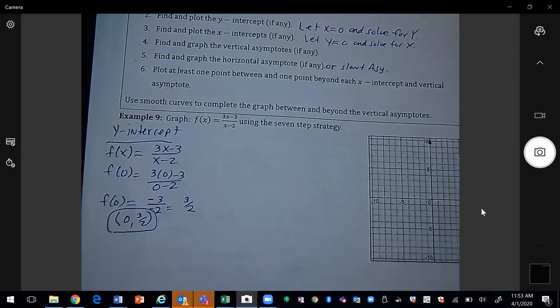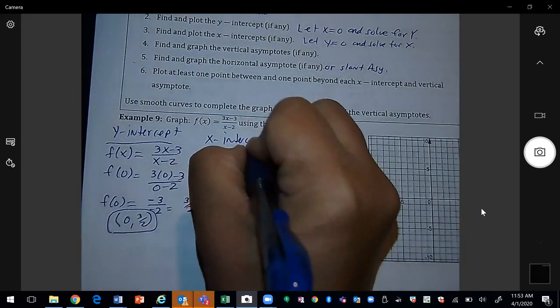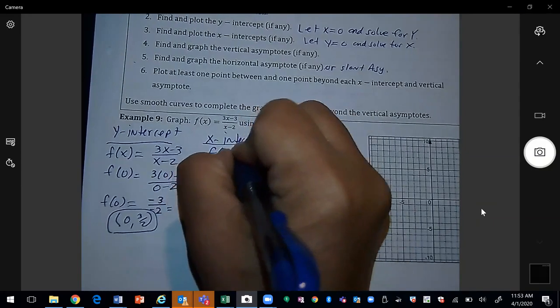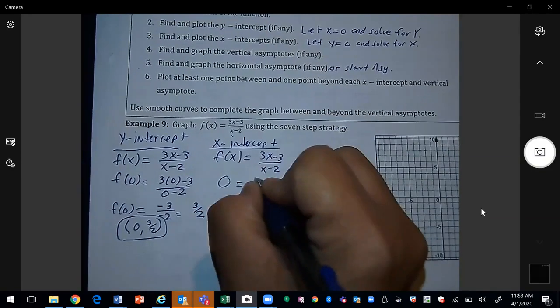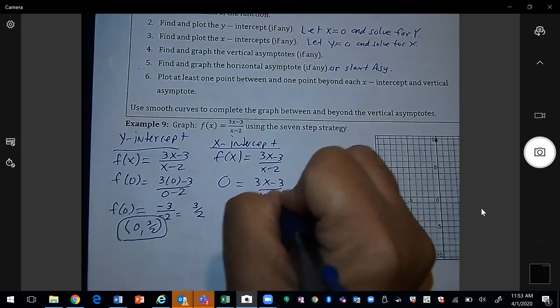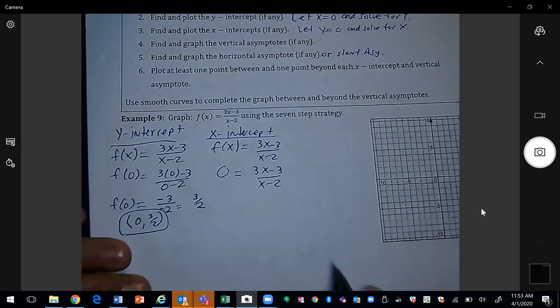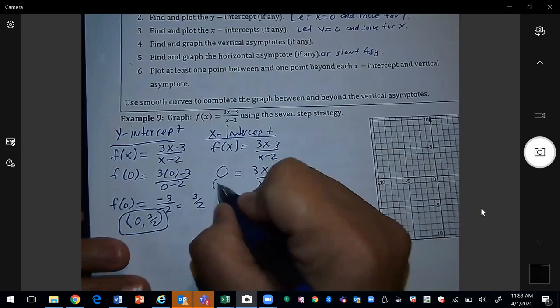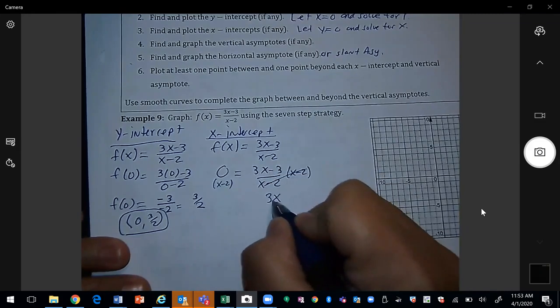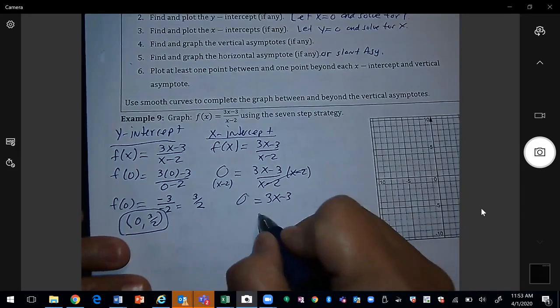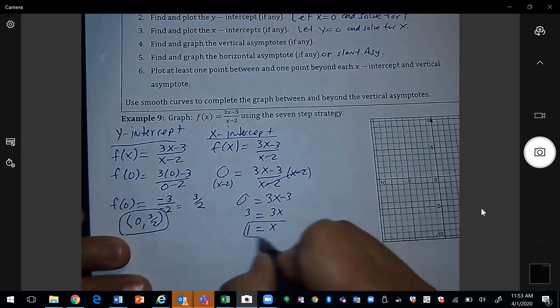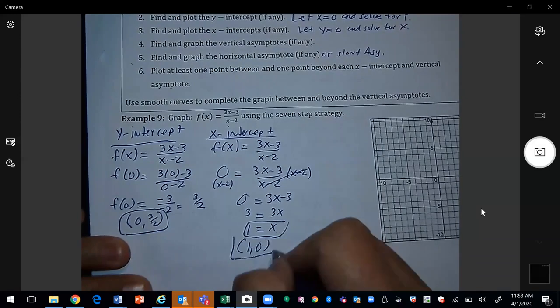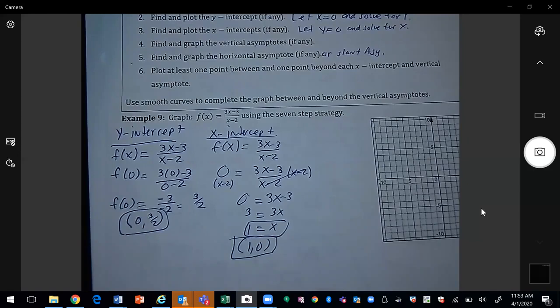The x-intercept, so again, I'm just going to start by writing the function. I let y equal 0. And to solve for x here, I'm going to multiply by x minus 2 on both sides. So we get 3x minus 3 equals 0. Add the 3. And then divide by 3. So we get (1, 0) as our x-intercept. So those are the intercepts.